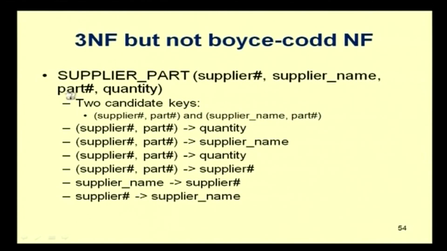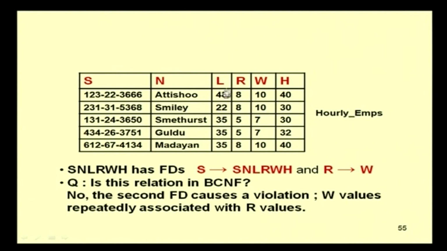Another example, let us take. Supplier part is supplier number, supplier name, part and quantity, and you have two candidate keys: supplier number, part number and supplier name, part number. Supplier number, part number determines quantity, supplier number, part number determines supplier name. Now, if you look at this, you have to divide this into two, because supplier number and part number gives quantity. So, you have to have supplier number, supplier name as another relation. This is again another example.